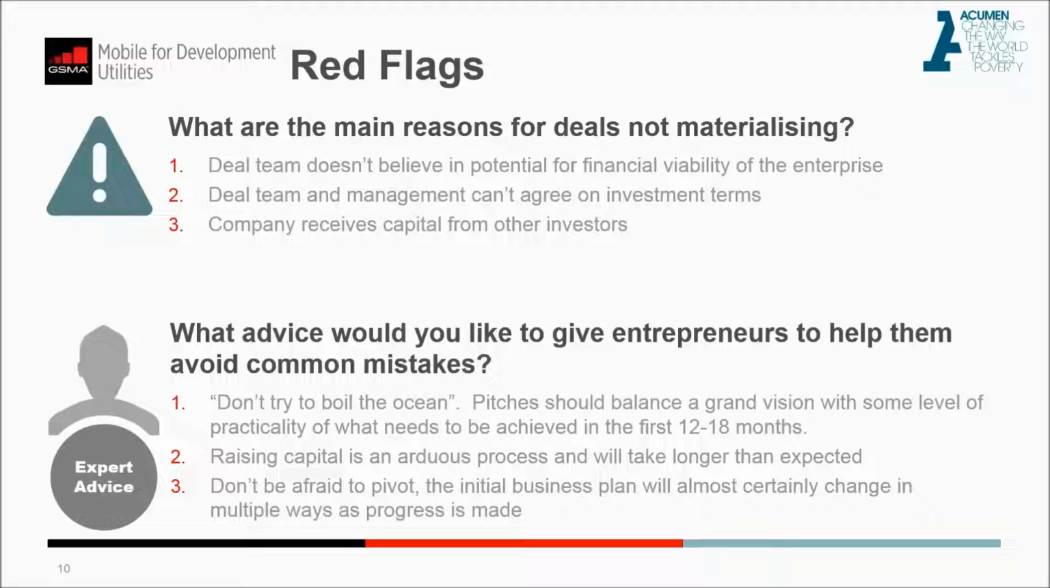Secondly, if you're raising capital already, you know this, but raising capital is a very arduous process, and I would just say it will generally take longer than expected. So be understanding of that. And then third, don't be afraid to pivot.